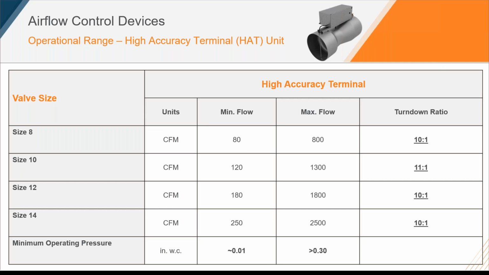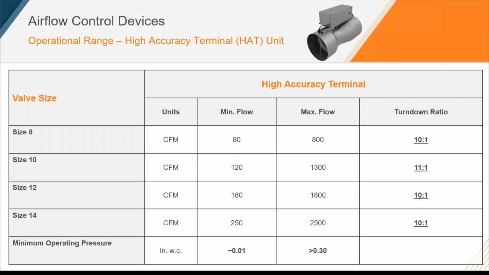So as we summarize here again, the biggest benefit we're going to get with the high accuracy terminal unit is in the name. We're getting much more accurate readings across the entire flow range of the valve. So typically you're going to see these valves operate within 5% accuracy across the entire published range, as you see here in front of you.